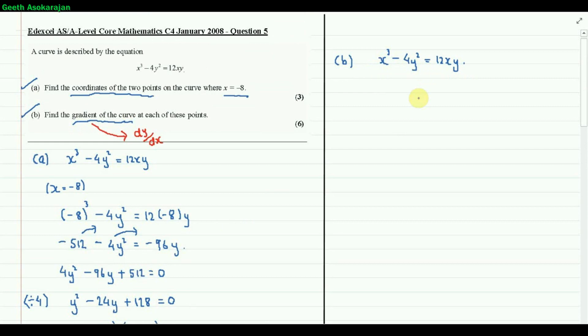If you're unaware of how to differentiate implicitly, I have created videos in the past and I'll provide links to these videos in the description below. But let me talk you through the steps.